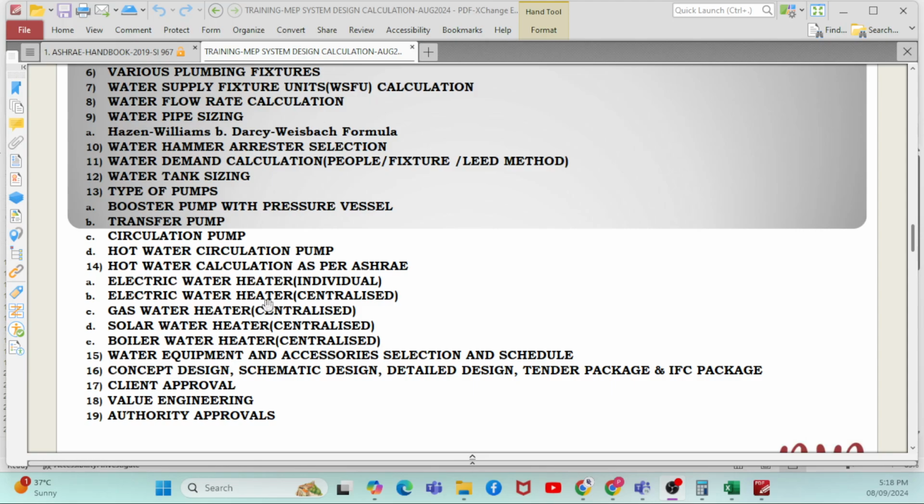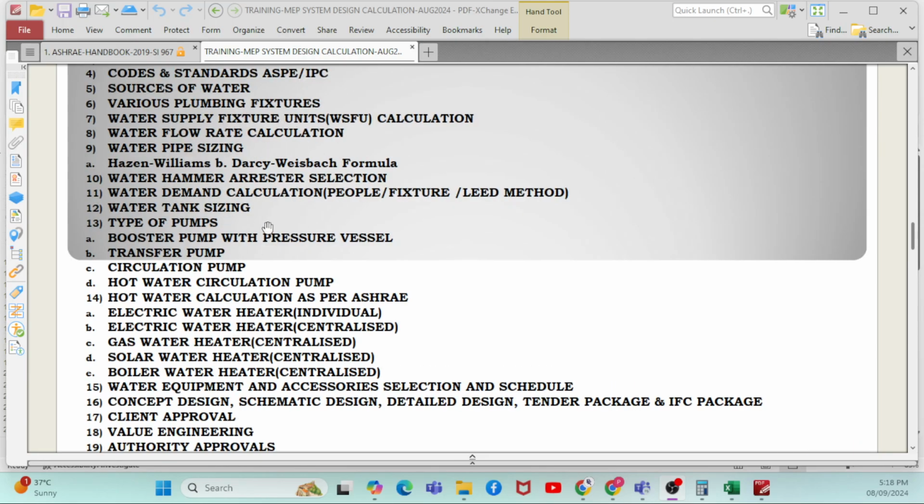So basically you know our requirement, right? In any toilet or any of the kitchen areas, we require hot water. So how to get the hot water? By means of some equipment. In that equipment, what are the different types of equipment by which we can get the water heated? By electric water heater, or by gas, or by solar, or by boiler. So these are different types, right?